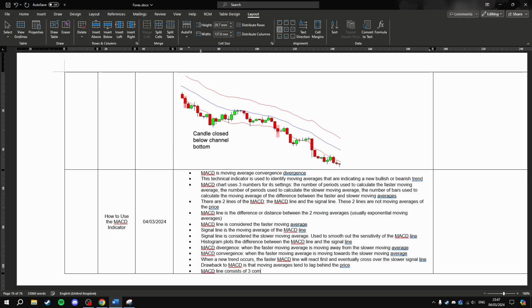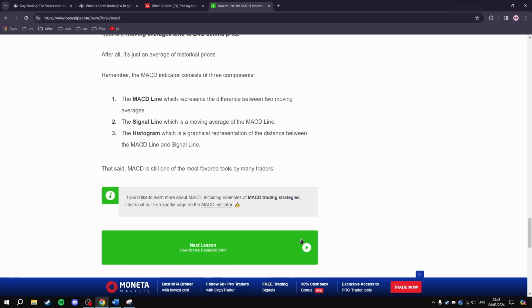It consists of 3 components: MACD line, signal line, and histogram.